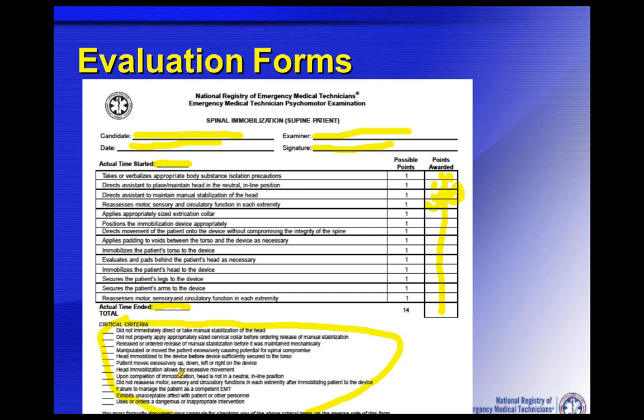You want to make sure that if I check a critical criterion, I need to flip the page over and I need to document objectively what happened. You just don't want to repeat what the critical criterion says on the front. You want to write on the back what the candidate did for you to check that critical criterion box. Now, some of these statements, especially the one down here, failure to maintain the patient as a competent EMT, what does that mean? That is a subjective statement, but what you need to do is when you flip that piece of paper over, you need to objectively write down what the candidate did to make you check that.